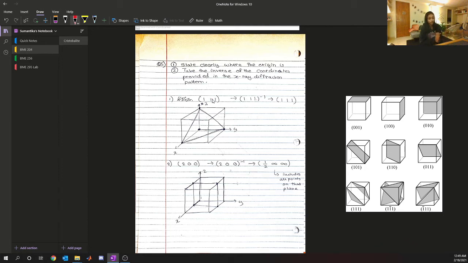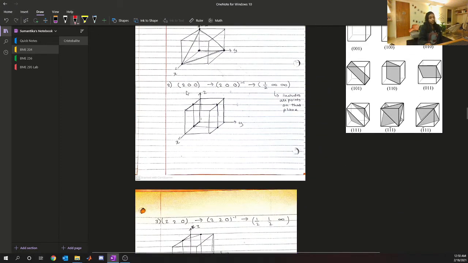So the idea to draw these planes is that, first of all, you have to state clearly where your origin is, or where your center point that you're basing everything else off of is. The second thing is take the inverse of the coordinates provided. So for this one, it's 1, 1, 1. You would take the inverse of 1, 1, 1, which is still 1, 1, 1.